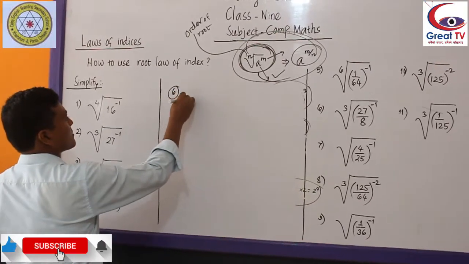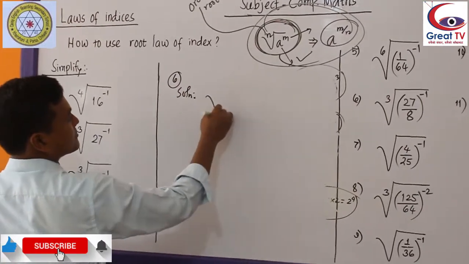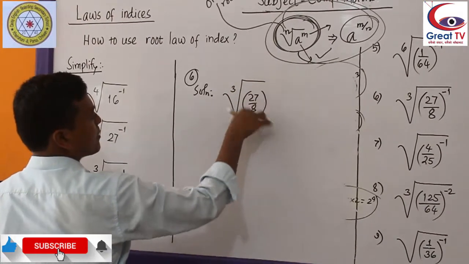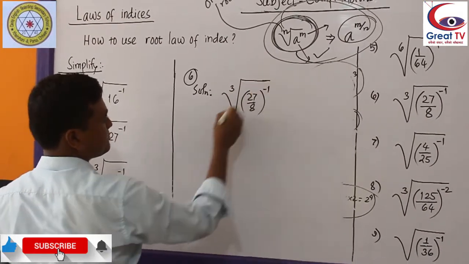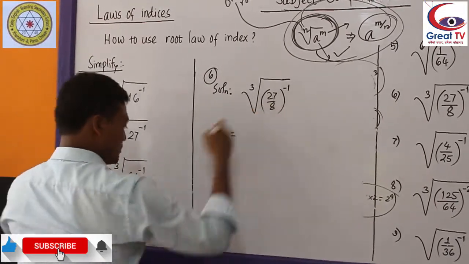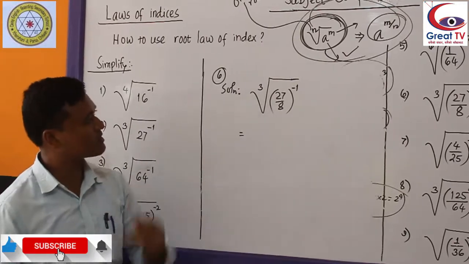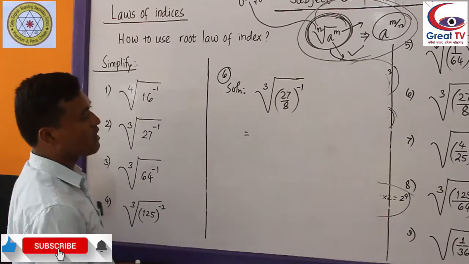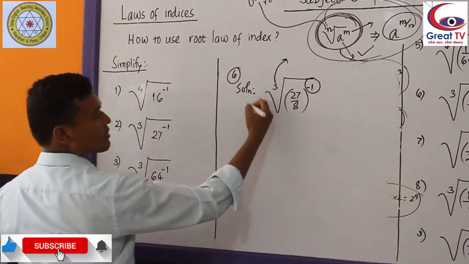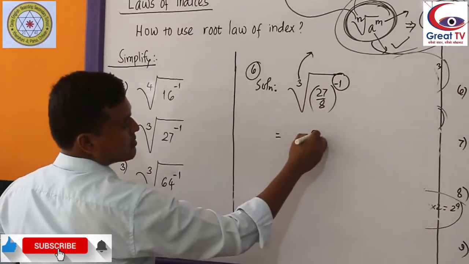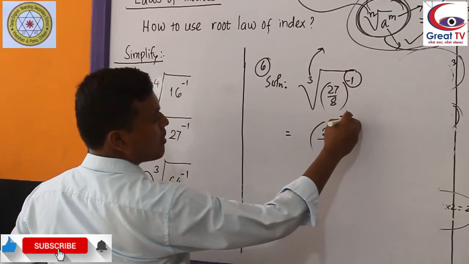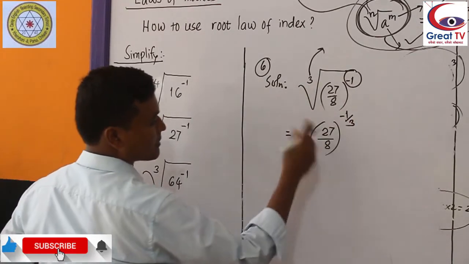Okay, 6. Solution: we have the question, cube root of 27 upon 8, whole power minus 1. We again have the condition of a root. Let us try to remove the root using the index of the root. Again, check the order. What is the power inside? Minus 1. So removing the root from here, (27/8) whole power minus 1 upon 3, then the root is removed.